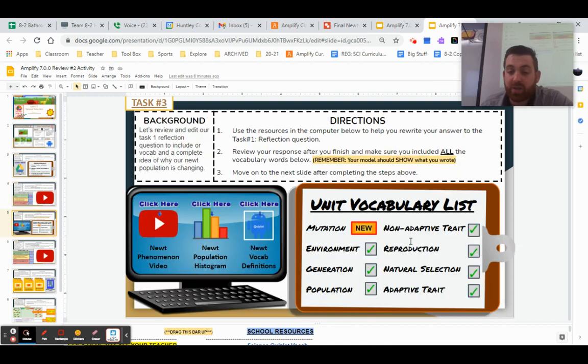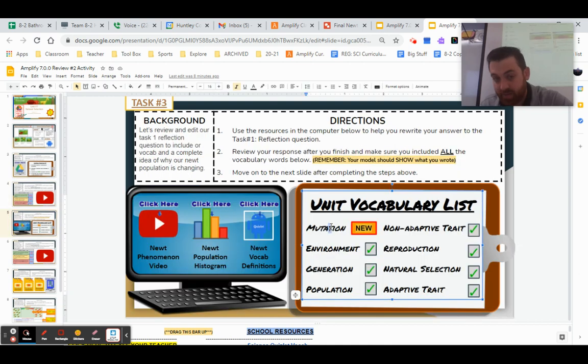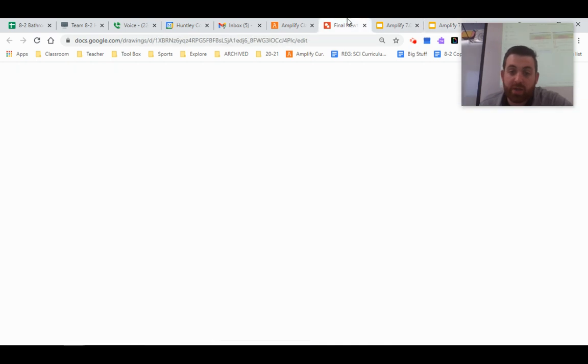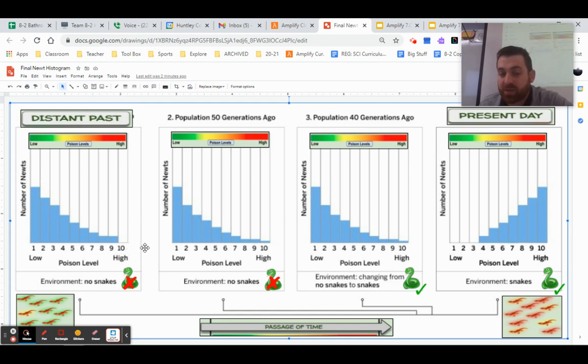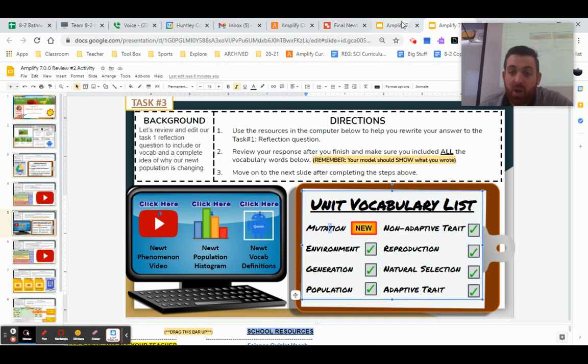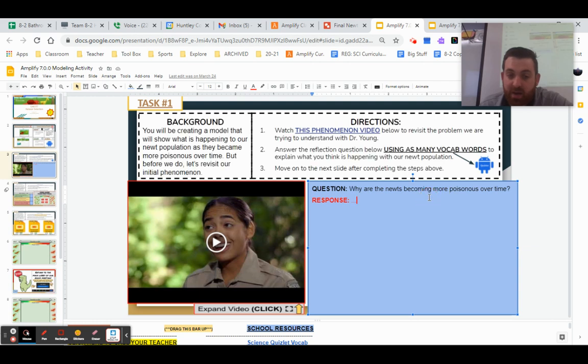Let's talk about, hey, Mr. Regan, how do I add an environment? How do I add a mutation? Hey, Mr. Regan, I'm looking at this histogram, but I need a little help understanding what's happening maybe from here to here or here to here. Let's talk about it. Let's break that down together so that you have a solid response. Because remember, what you put in your response here is going to affect how you make your model.